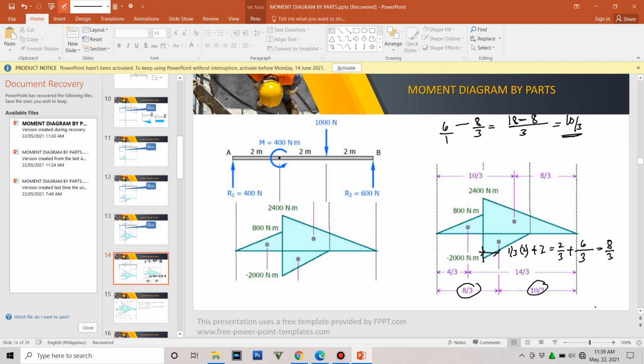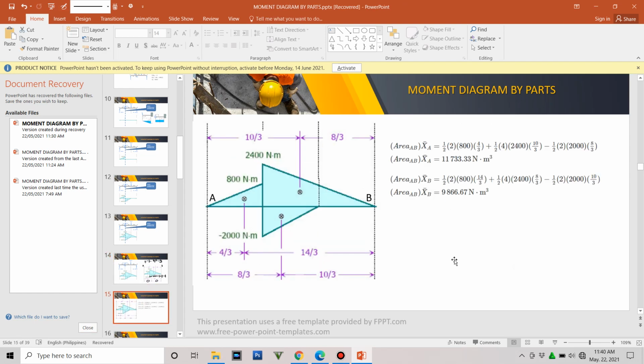So, all of the triangles now have a measured distance from A as well as from B. So that this will be the basis of our moment of area, no? So ito na yung computation. So una, x bar A. Ito yung moment of area from A, ano? Area times x bar from A. So this is the summation. This will just be the summation of the area times distances from point A.